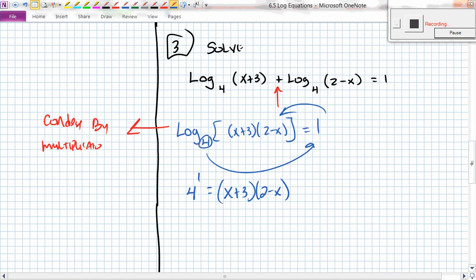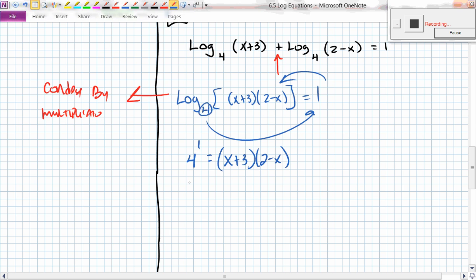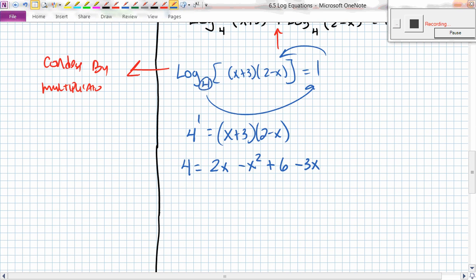You got it? All right, so what is 4 to the first? Well, that's just 4 equals. Now let's use FOIL here. What's x times 2? 2x. Outer is negative x squared. Inner is positive 6. And then last is negative 3x. Is that right? Check my work. Did I get that right? Yeah. Okay. So I used FOIL there.